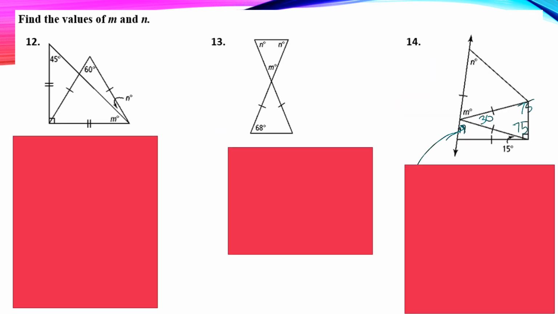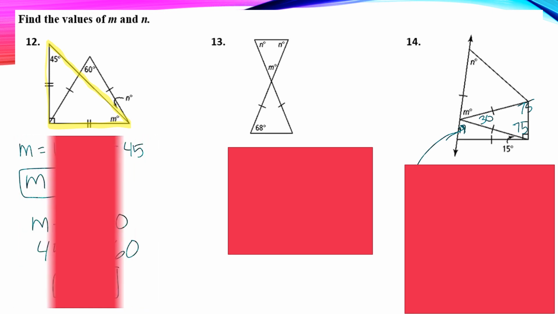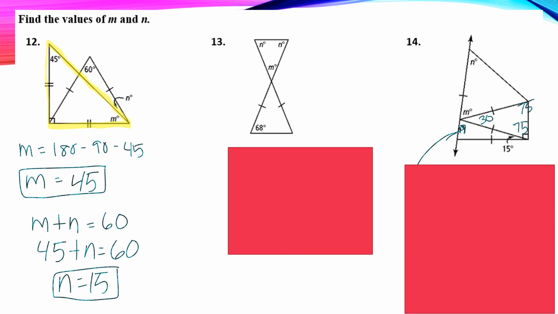Next, number 12. Once you get into multiple triangles in one, it gets a little complicated. So, first of all, I did this triangle here because that one was the easiest to me. That is an isosceles triangle, but it is also a right isosceles triangle. So if I know that I have 90 and 45, for M, that obviously has to be 45.